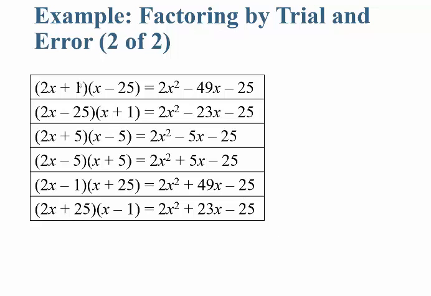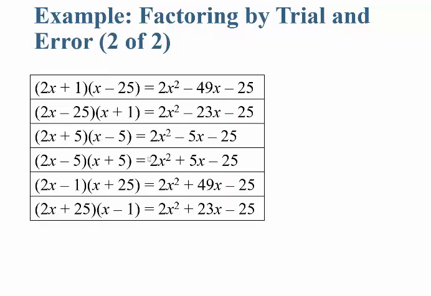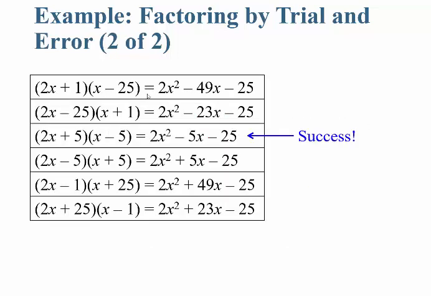Notice I'm putting the 1 and minus 25, then flipping it around, putting the minus 25 first and the 1, the 5 and the minus 5, the minus 5 and the 5, and then on the other side, minus 1 and positive 25, positive 25 and minus 1. I'm just sticking them all into these factors. When you FOIL these out, you're looking for whether any of them ends up being the exact same one you had before. Well, yes, look, this one here, 2x plus 5 times x minus 5, if you were to FOIL this out, gets back to the original one. So it totally works.